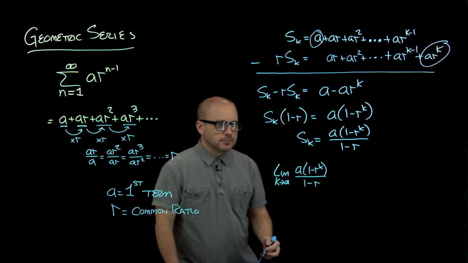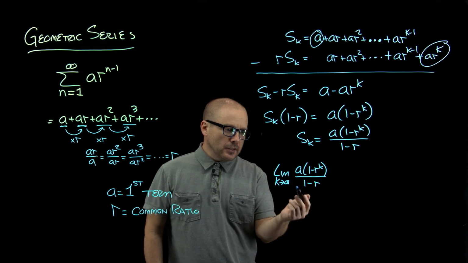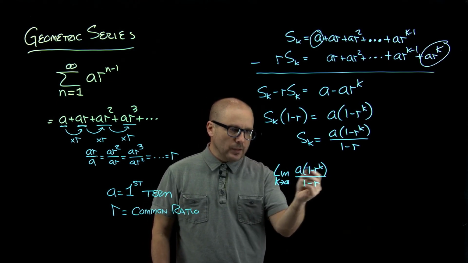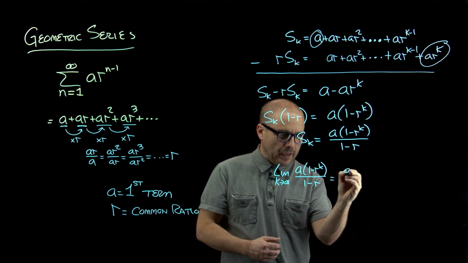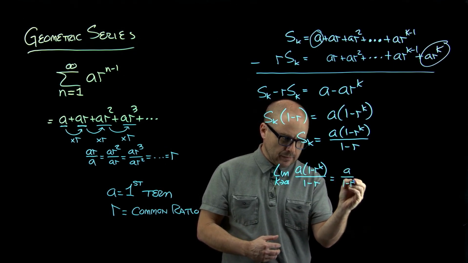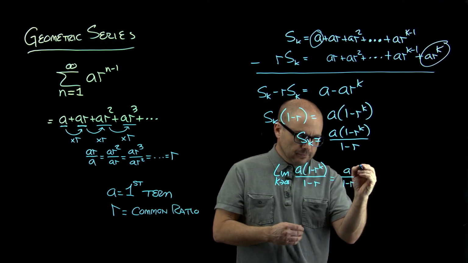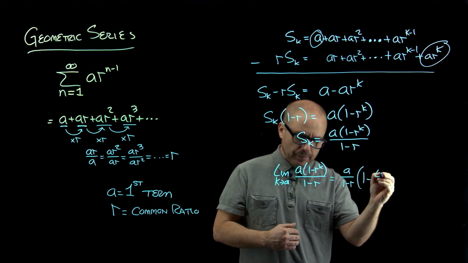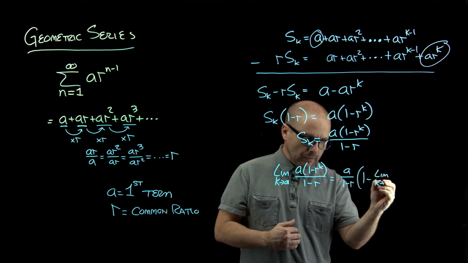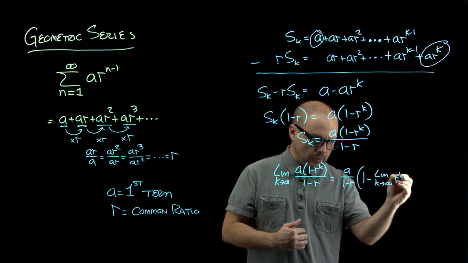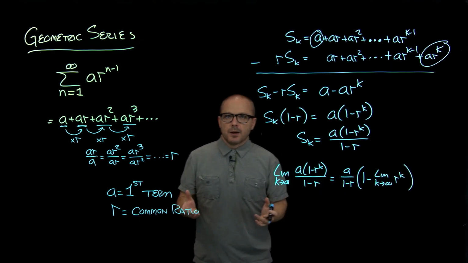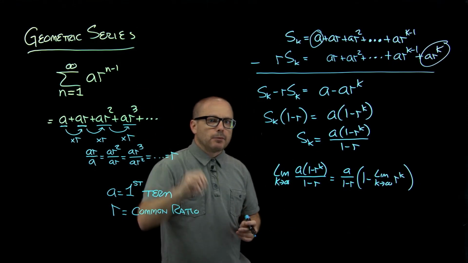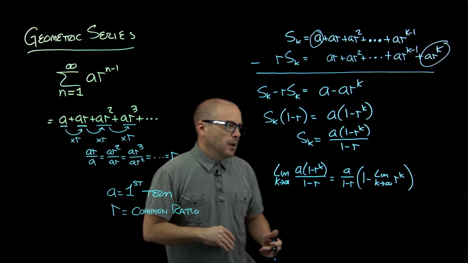Well, most of this has nothing to do with k, right? Only that one little term does. So I'm going to use our limit properties. a over 1 minus r is a constant. Then I have 1 minus the limit as k goes to infinity of r to the k. r is a fixed number, right? It's whatever our common ratio is in our series.